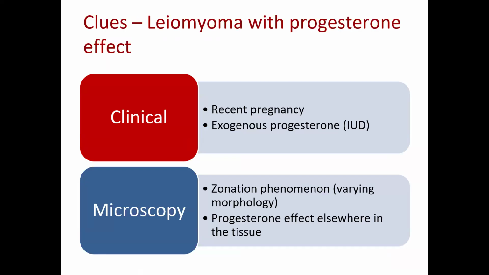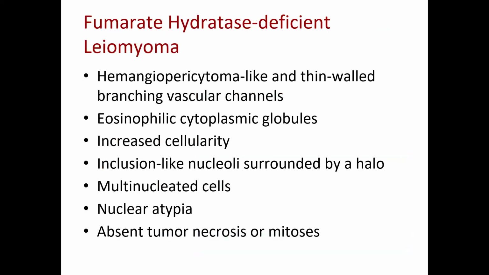But this actually is one of the easiest clues, because just open EPIC and read the chart. You will see that the patient was pregnant, or the patient is pregnant, or this is a C-section hysterectomy, or she has an IUD. Well, I know what IUD does to leiomyomas. Microscopically, you have that zonation. Some areas are cellular, some areas are not, and you will see progesterone effect in the endometrium.